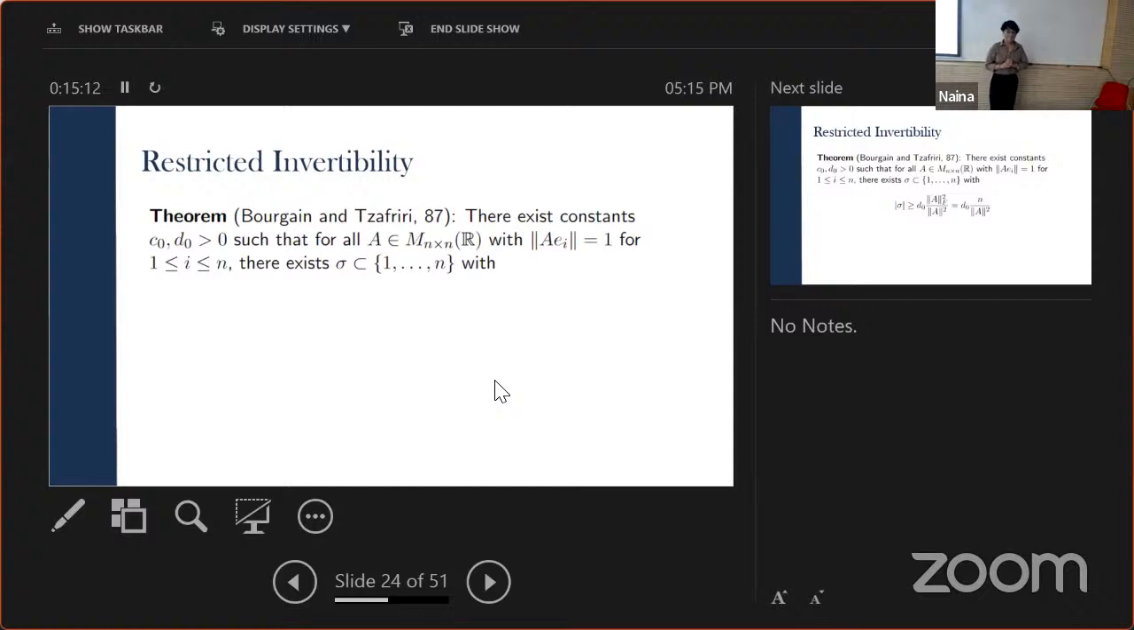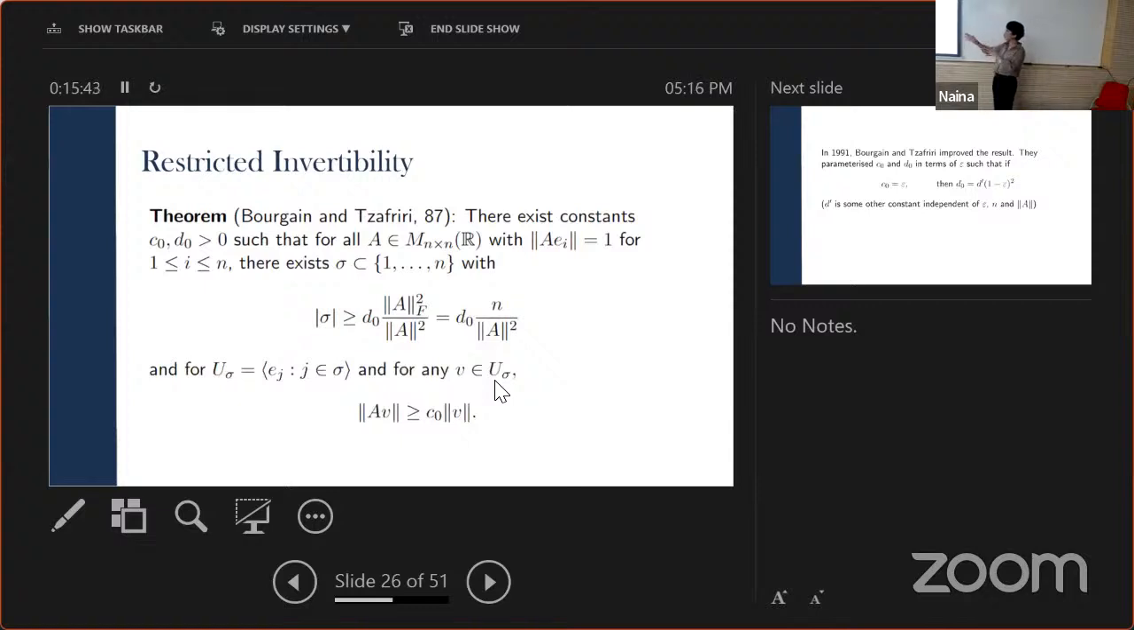They said that we can find constants c0 and d0 such that for every matrix A with column norms equal to 1, we can find a subset of 1 to n. So 1 to n is essentially an indexing for our columns, and we can find a subset of these columns with the following property, which is 1, the cardinality of the subset, so the number of columns that we can choose, is some constant times the stable rank. And 2, for all the columns within this indexing subset that we have, the space is well invertible.